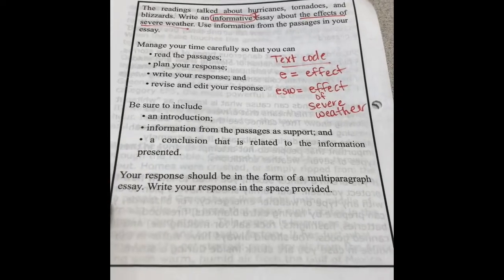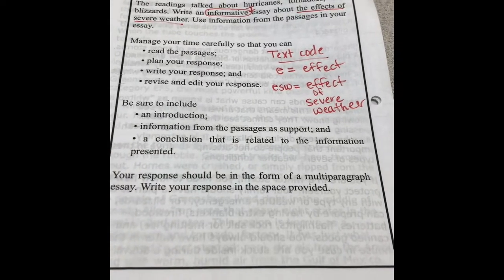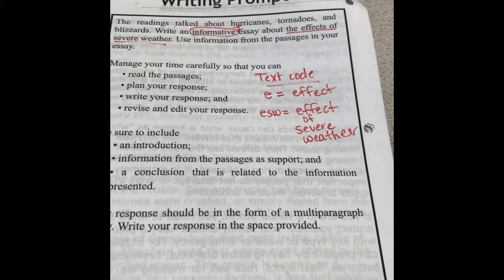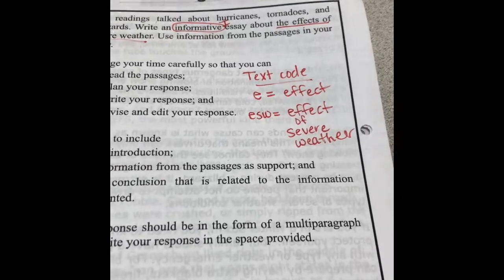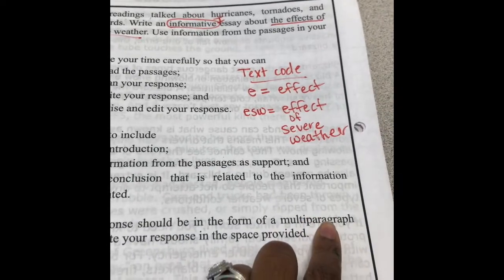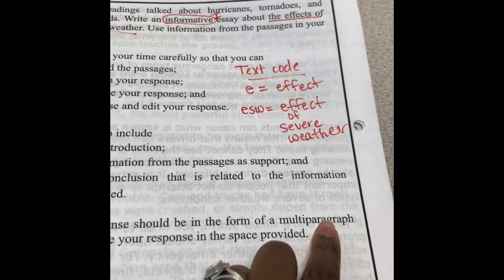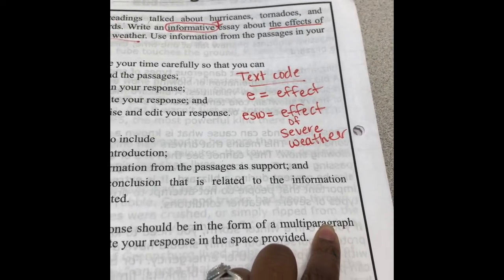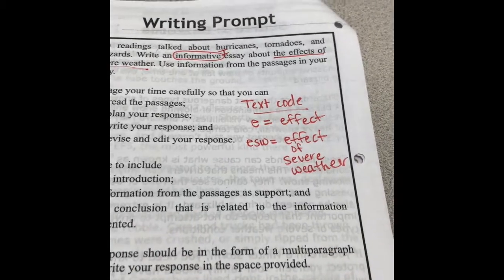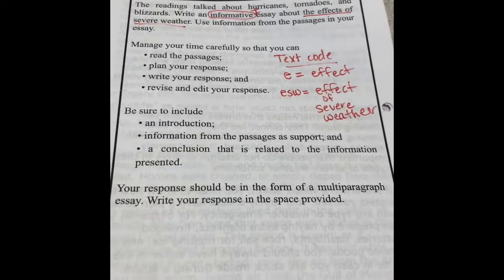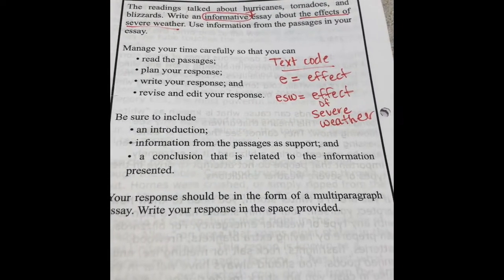Your response should be in the form of a multi-paragraph essay. Write your response in the space provided. Now, we talked about what a multi-paragraph meant for us as fourth graders. For us as fourth graders, a multi-paragraph means 4 paragraphs: a beginning, a middle, and an end. For fourth grade, that's what the district has said is appropriate for fourth graders at this time. So let's now go to the text.